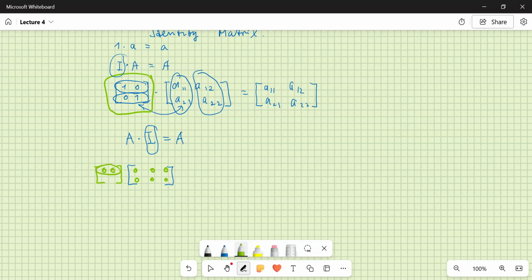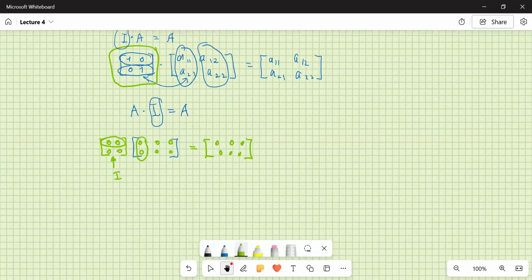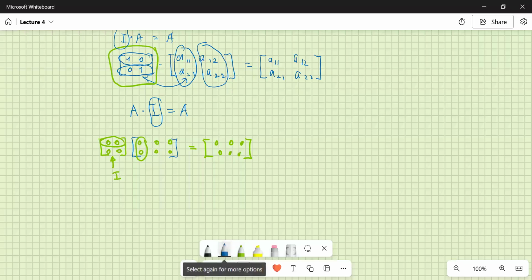This way, multiplication will be possible, right? Remember, we multiply row by column. So in this case, the identity matrix is going to be a square matrix, and it's still going to return back this shape of the matrix, 0, 0, 0, 0, 0, 0, something like this. Now, imagine a different situation.